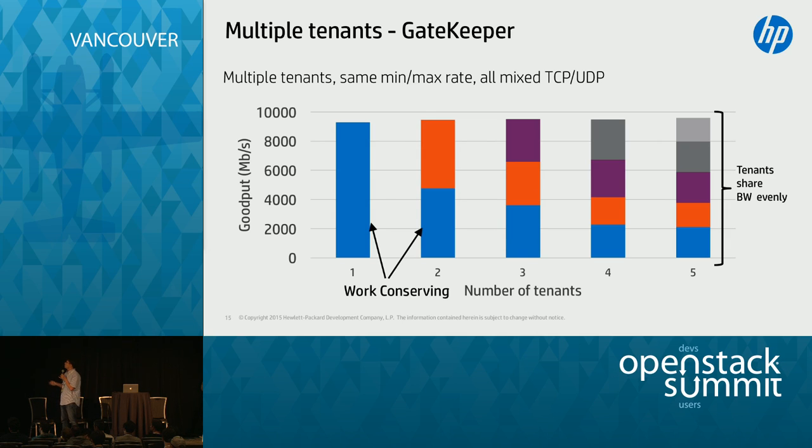And also, Gatekeeper can share all the bandwidth evenly among multiple different tenants. Even though we showed only 5 tenants here, we have already tested more than several hundred tenants. Gatekeeper can assign all the bandwidth evenly based on the given minimum and maximum bandwidth guarantee. Okay, next, Mario will show more practical and interesting demonstrations instead of this static result. Okay. Now, Mario.